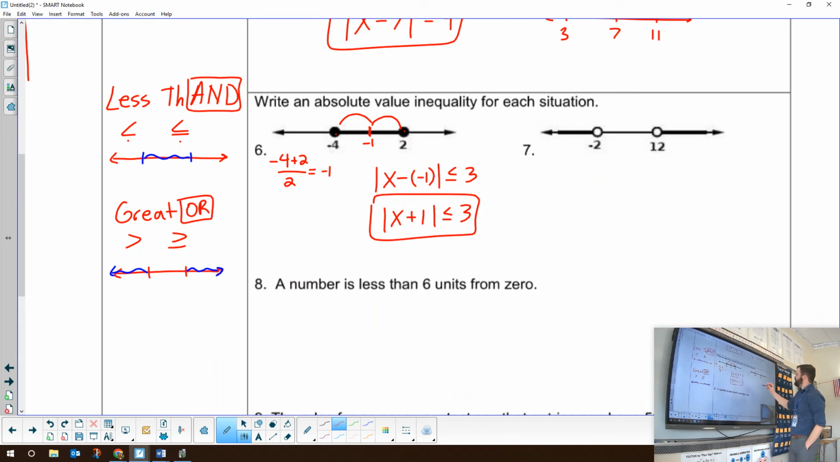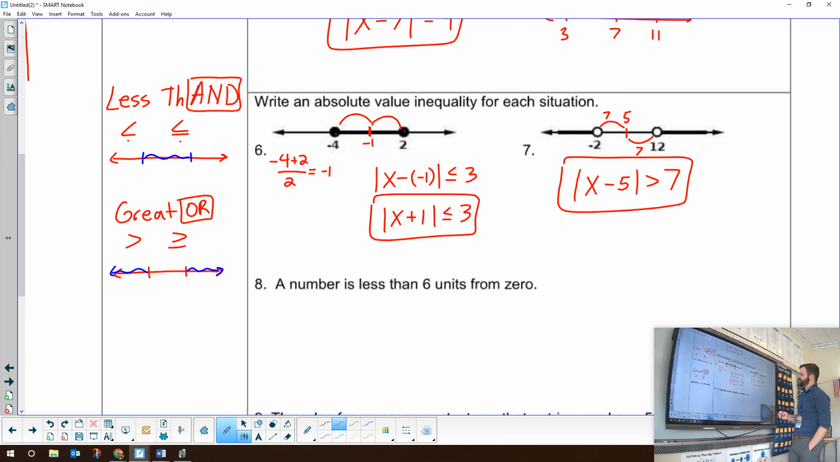Okay, next one up. We have to find the middle between -2 and 12. If we add the two together and divide by 2, the middle is going to be 5. And it's an or, so we're going to have x minus 5 is greater than, not equal to, because we have open circles, and it's greater than because it's going apart. What's the distance between 5 and 12? Well, the distance between 5 and 12 is 7, and the distance between 5 and -2 is 7. So it's going to be the absolute value of x minus 5 is greater than 7.